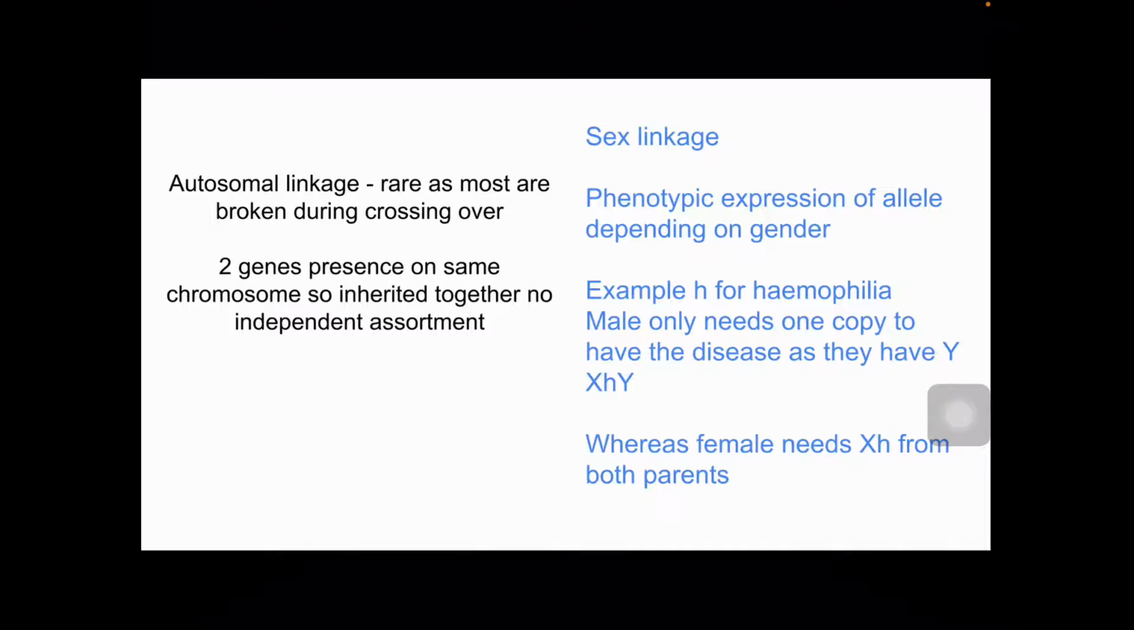Now, moving on to sex linkage and inheritance. I assume you know that XX is a female and XY is a male. So your gender is determined by the father's sperm giving a Y, as the mother always gives the X chromosome. That's a 50-50 chance. A sex linkage is the phenotypic expression of an allele that is dependent on the gender of the individual, as it is tied to the sex chromosomes.